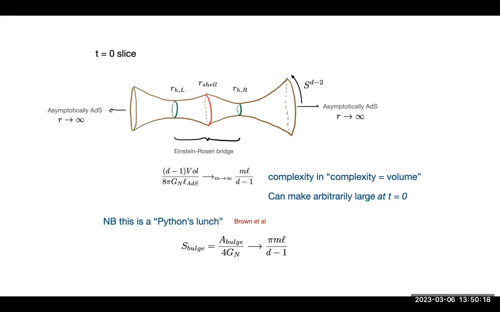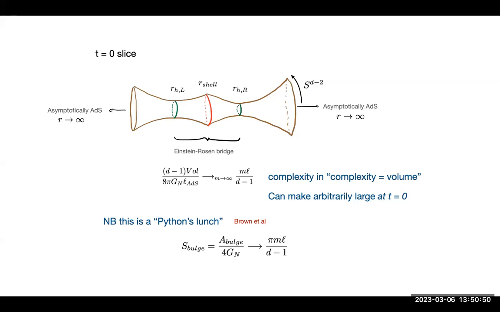And if you measure the volume of this spatial slice between these two, and compute this, you get a volume which grows with the mass of the shell. And in the complexity equals volume scenario, this combination is supposed to be somehow the complexity of the state that you prepare, as to get the state from some reference maximally entangled state. This is the volume on the surface of time symmetry. Yeah, that's right.